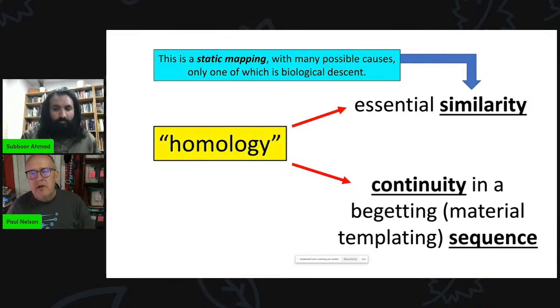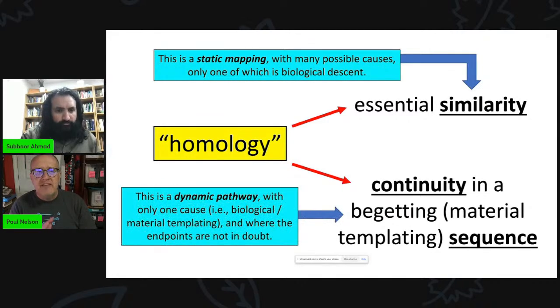Down here, however, continuity in a biological sequence of material templating, that is a dynamic pathway. It is not a static mapping. And it's a dynamic pathway with only one cause, namely biological templating. The mother yeast cell templates the two daughters. The E. coli templates two daughters. I can see birds out in my backyard here in Chicago. The male and female cardinal template their fledglings, their offspring, okay? And the endpoints are not in doubt in that sequence.